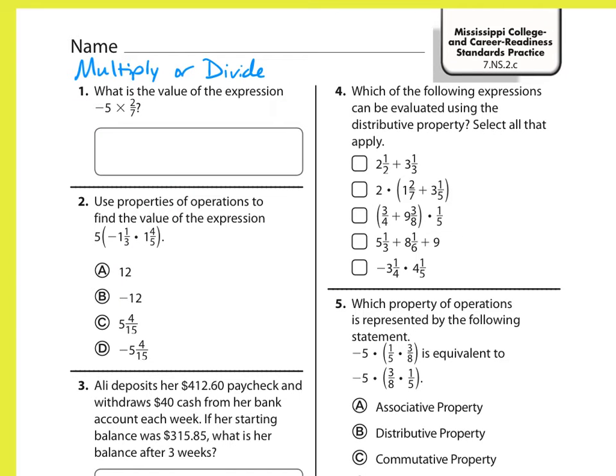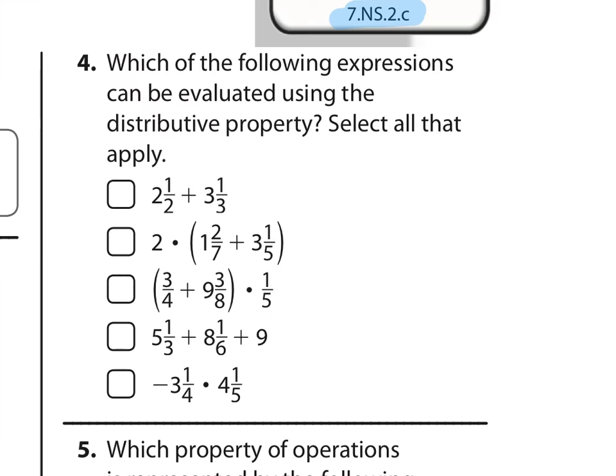This next standard, 7.NS.2c, deals with multiplying or dividing. Sometimes it refers to the properties, and the only property that we use heavily is distributive property. So let's look at number 4. This one uses distributive property.